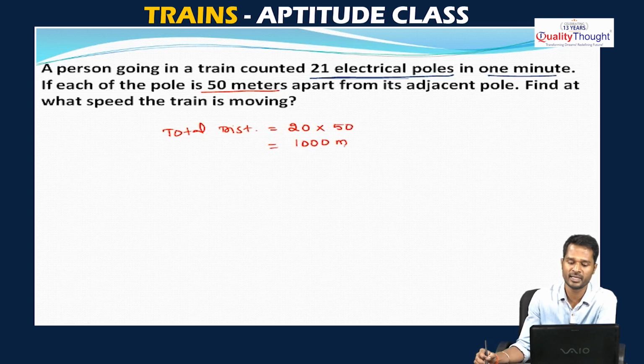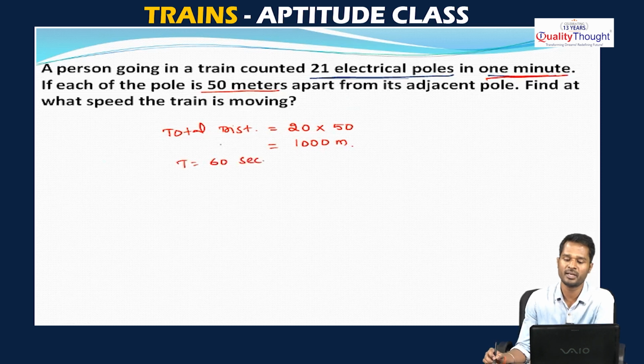Okay, 1000 meters were crossed by the train in only 1 minute. So, T is equal to 1 minute, that is 60 seconds. Now, what is the question? What is the speed of the train?